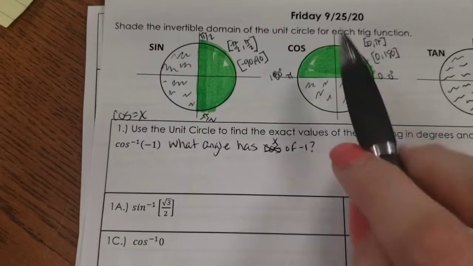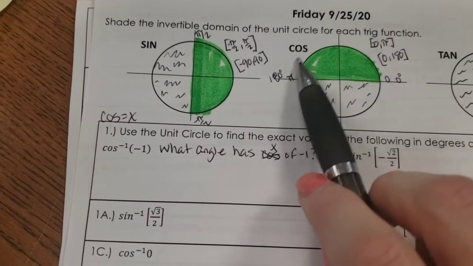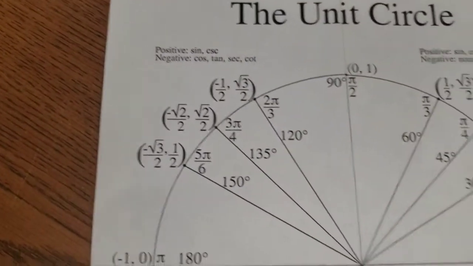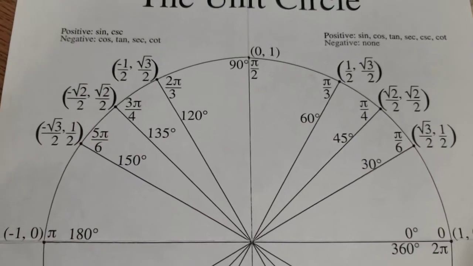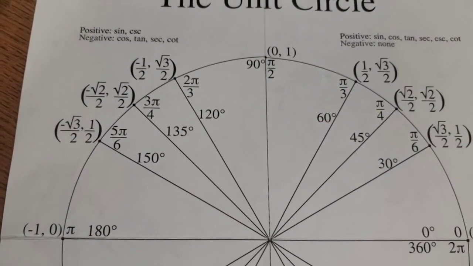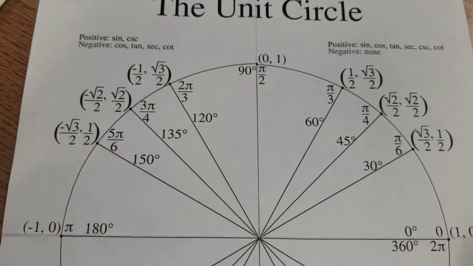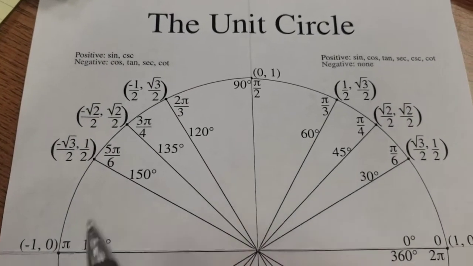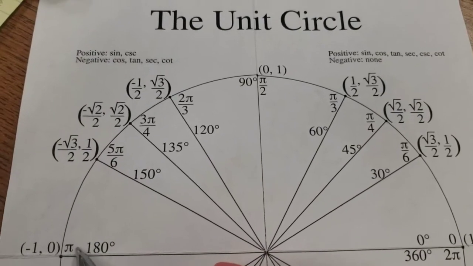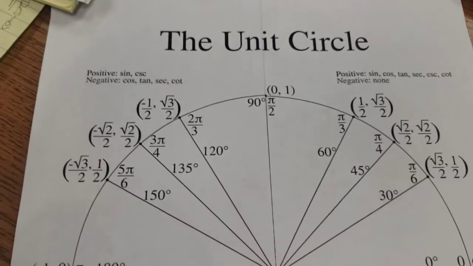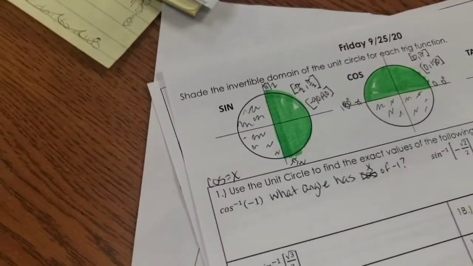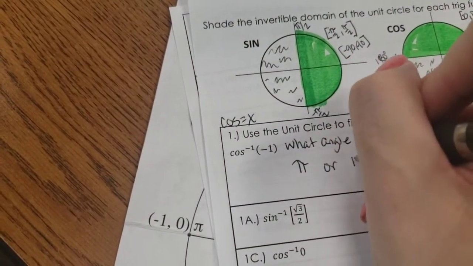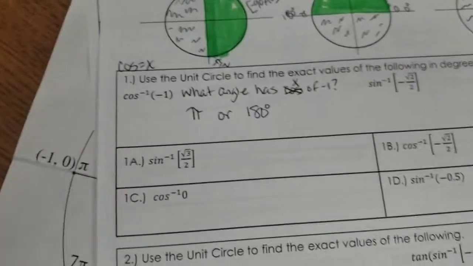So now for cosine, I want to stay in the top portion of my island. So I'm going to go over to my unit circle and I'm going to look just in the top portion for the angle that has an x coordinate of -1. Well, that's over here at 180. So pi or 180. So pi radians or 180 degrees.